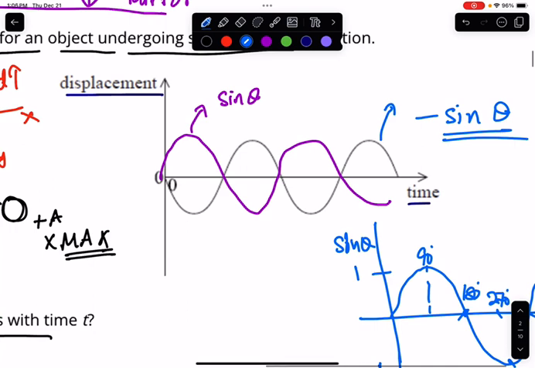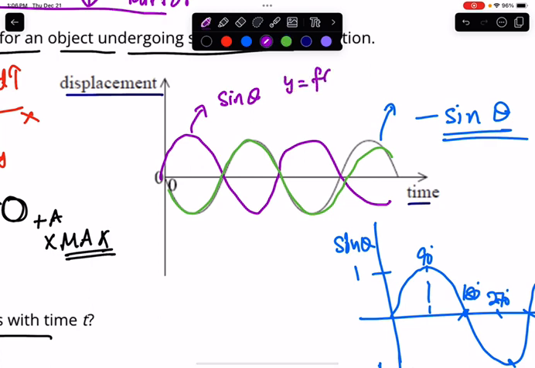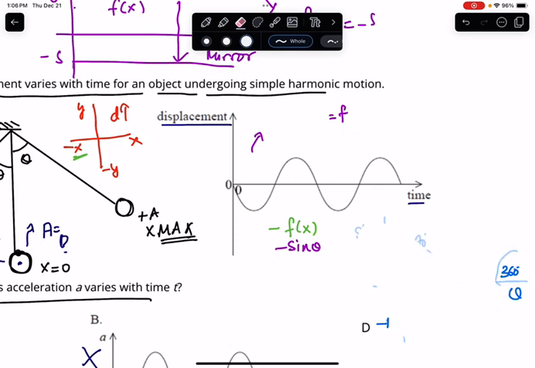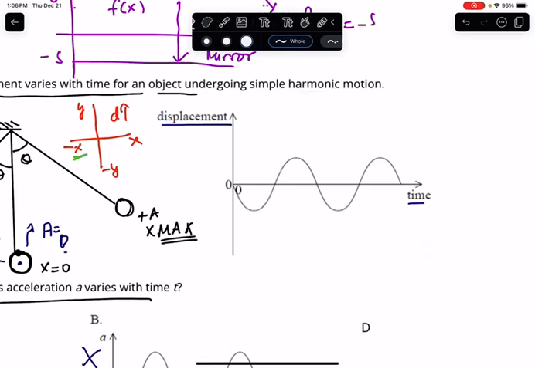So in this case, if this purple line is sine of theta, then if you reflect the purple line along the x-axis, you get this green line. Okay. So if the purple line is y is equal to f of x, then the green line is negative f of x. So we saw that the purple line is sine of theta, then the green line is going to be negative sine of theta. Okay? So by visualizing it mathematically, we come to the conclusion that this function shows us negative sine of theta. And that's the displacement function.